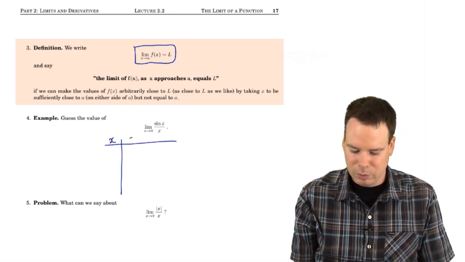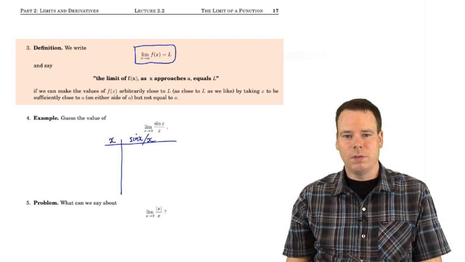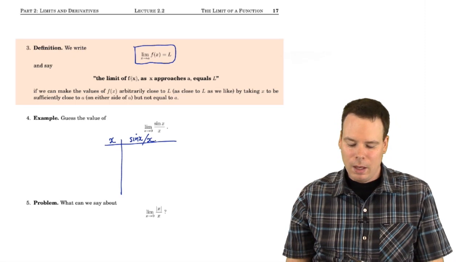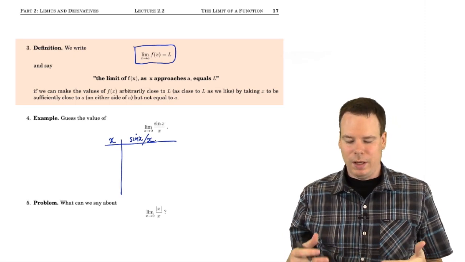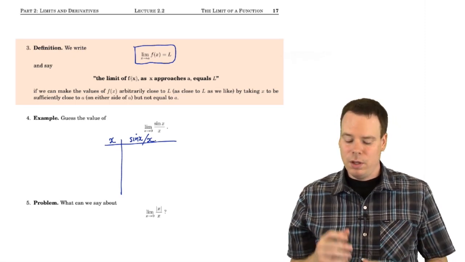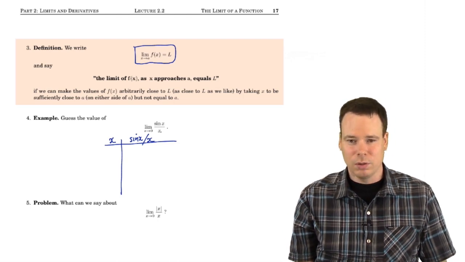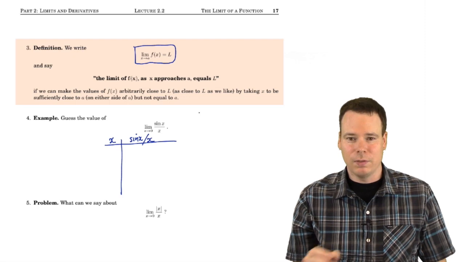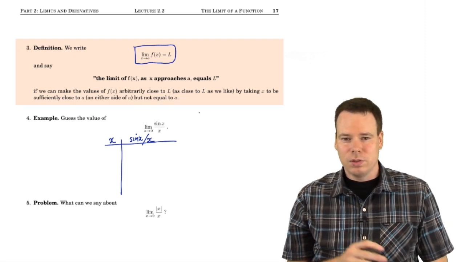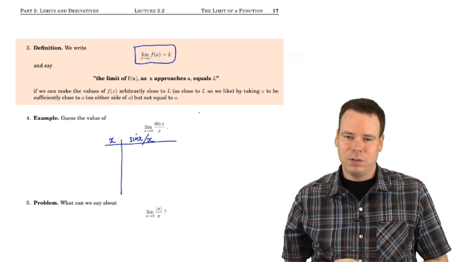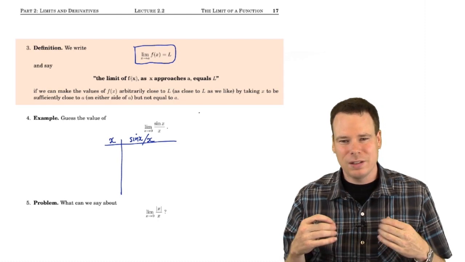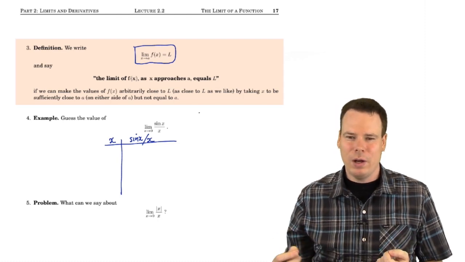Here I'll put my inputs, x, and here I'll put my outputs, sine of x over x. And we want values of x that are getting closer and closer to 0. Notice I can't actually just plug 0 in to the function, because I would get sine of 0 divided by 0. Can't divide by 0. So there's an issue here. The sine of x over x doesn't have 0 in its domain, but we're still trying to answer the question, what is the function doing around 0?